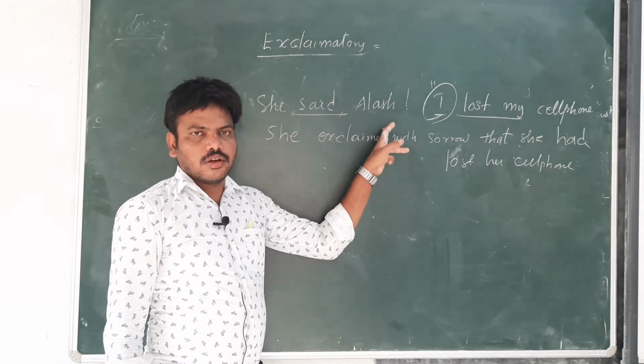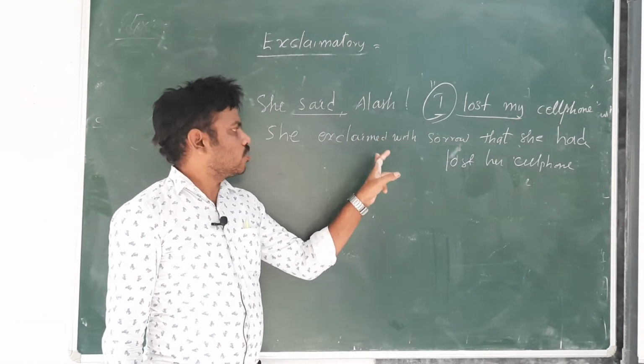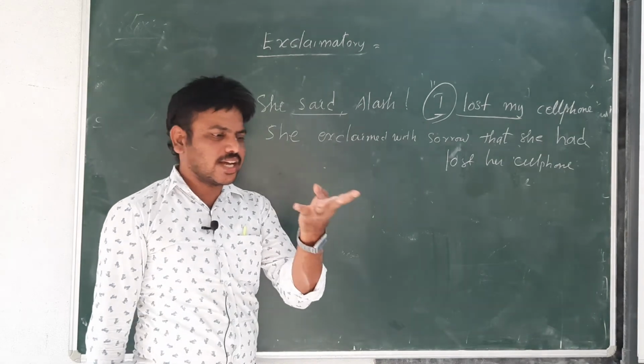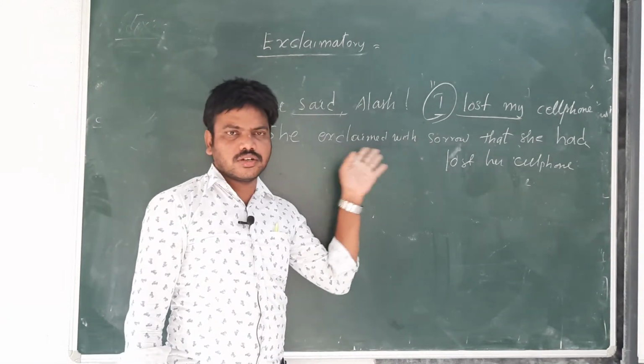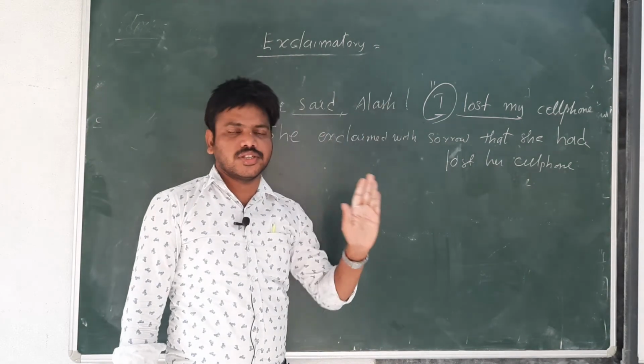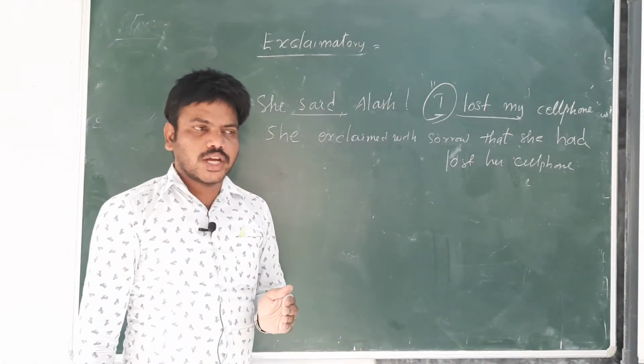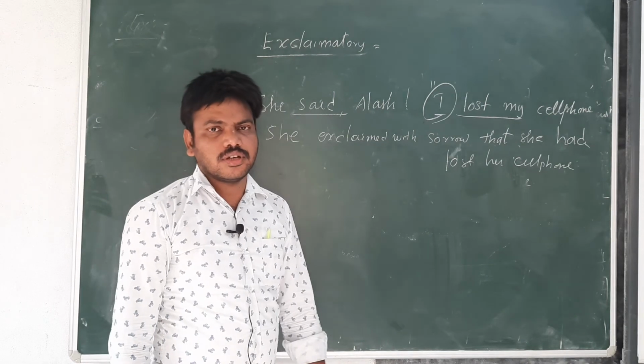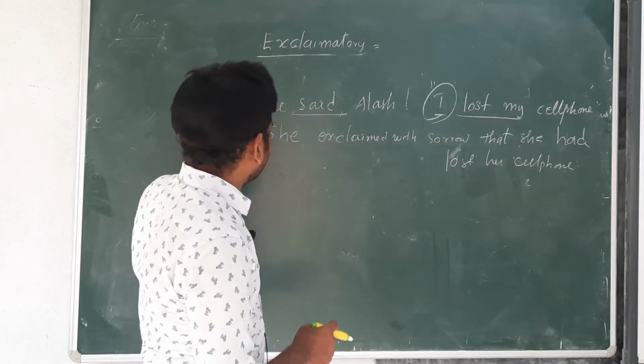Since it is a sorrowful sentence, we should write "she exclaimed." You should not write she said that, she requested, she questioned. These are the different types of sentences. But here we should write only "exclaimed with." So let us see one more example.